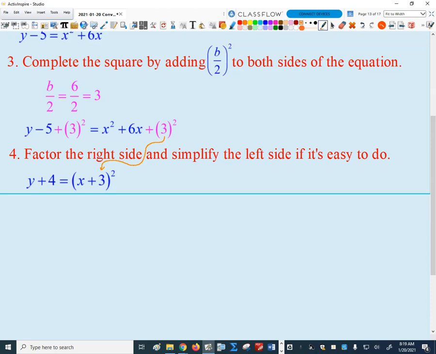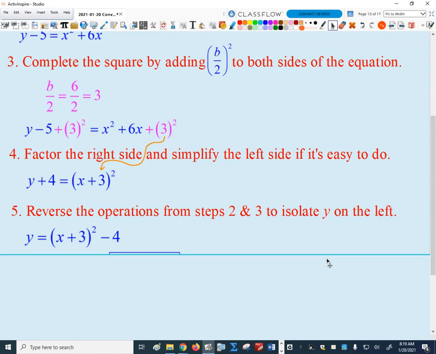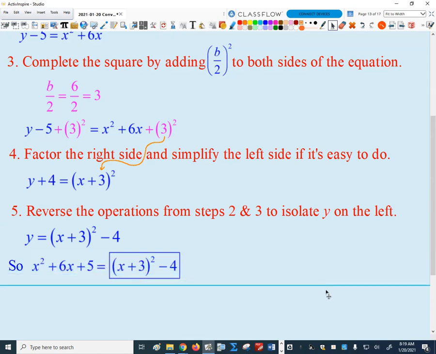Okay, so now all we have to do in our last step is just algebraically isolate the y, which in this case means we're just subtracting 4 from both sides. So we're just reversing our operations. And we end up with our answer in vertex form.